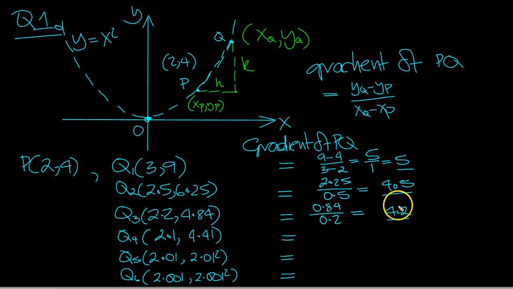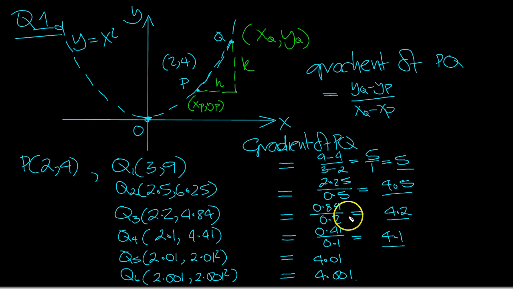So the gradients are going down in value as that triangle gets smaller. They're approaching a certain value at the tangent. The next one, 4.41 minus 4 is 0.41, over 2.1 minus 2, which is 0.1. So what do we get there? 4.1 on the calculator. And then the next one, if we tap that in, we'll get 4.01, and here we'll get 4.001.